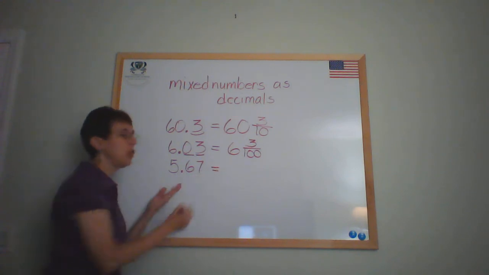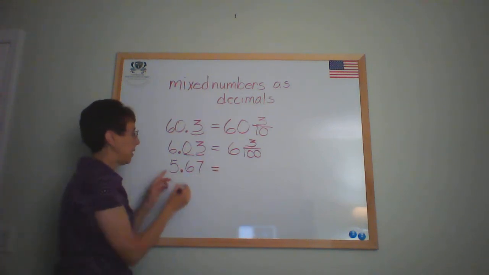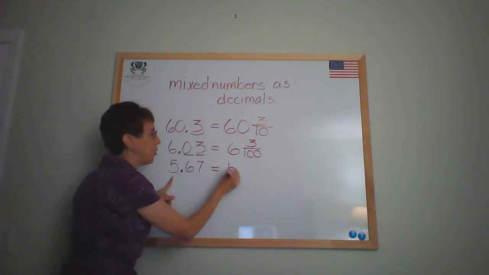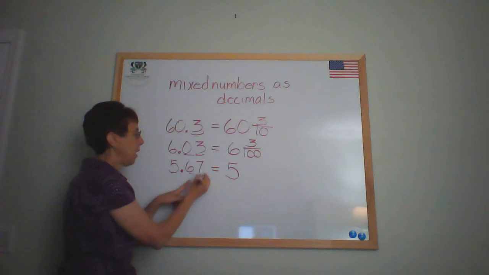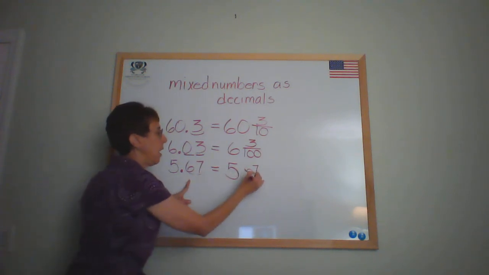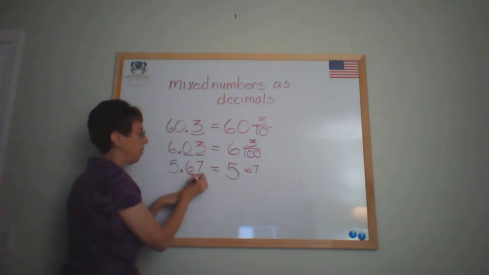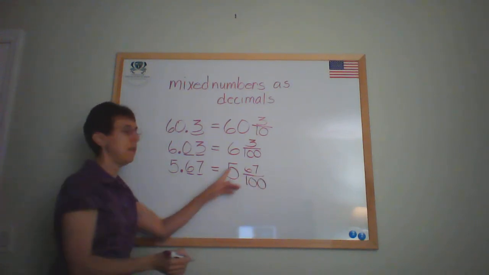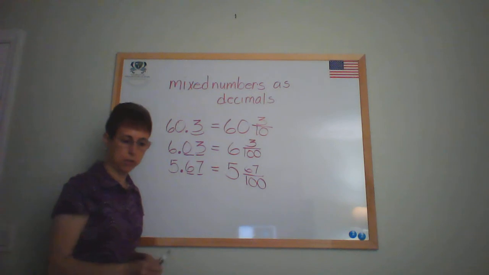Okay, and then the third one is 5.67, or we say 5 and 67/100. So 5 is your whole number, okay, 67, and again, it's 2 places to the right of the decimal point, making it hundredths. Okay, 5 and 67/100.